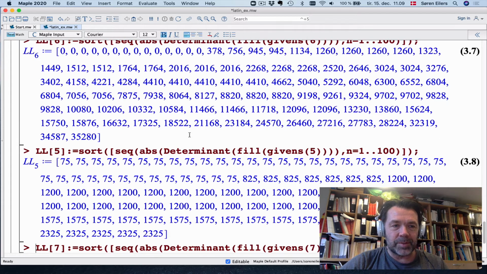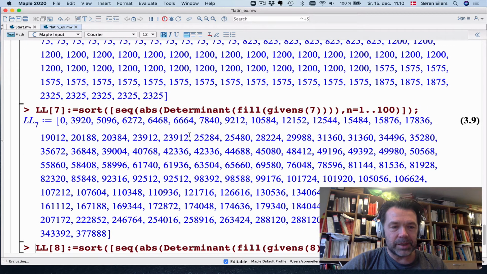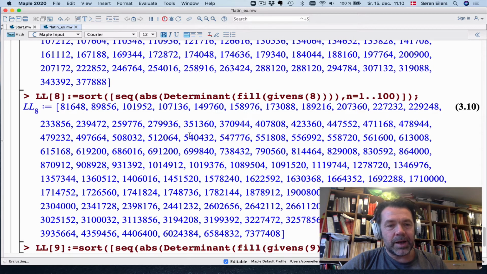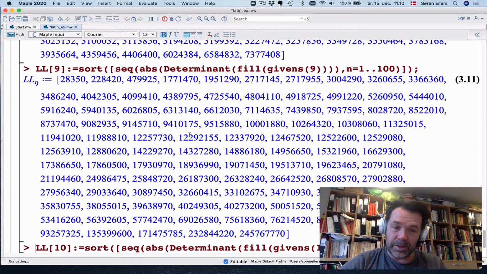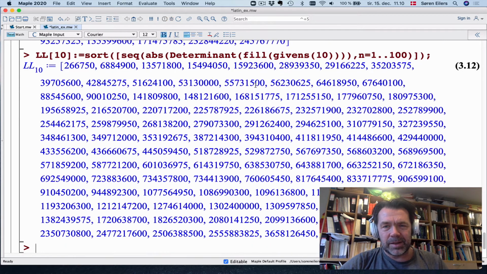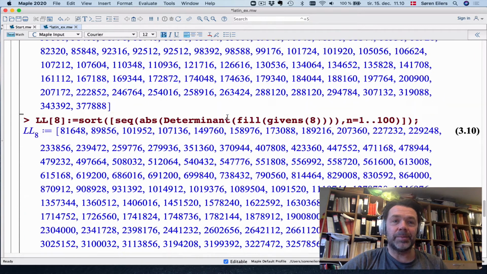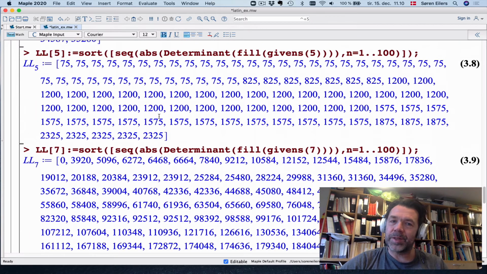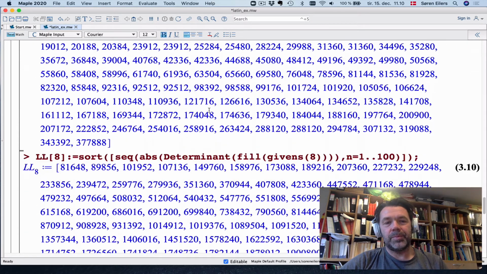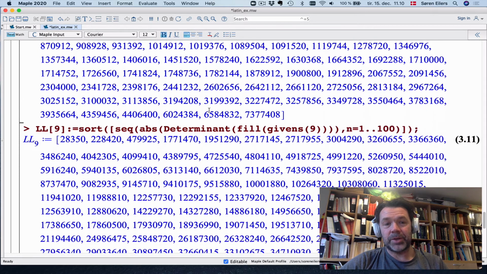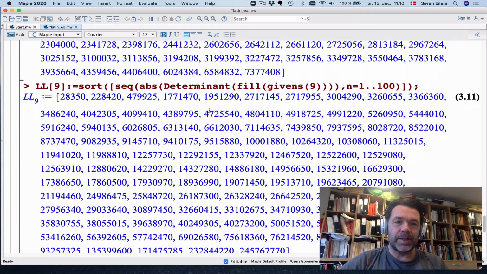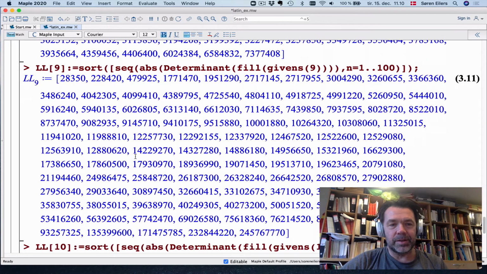If I do the same with 5, 7, 8, and 9, and even 10, which is going to take a little bit longer, you can see that I get lots of numbers in the beginning, there are many repetitions, in the end not so much, but you can very easily see, for instance here, that this is a number which is divisible by 5.